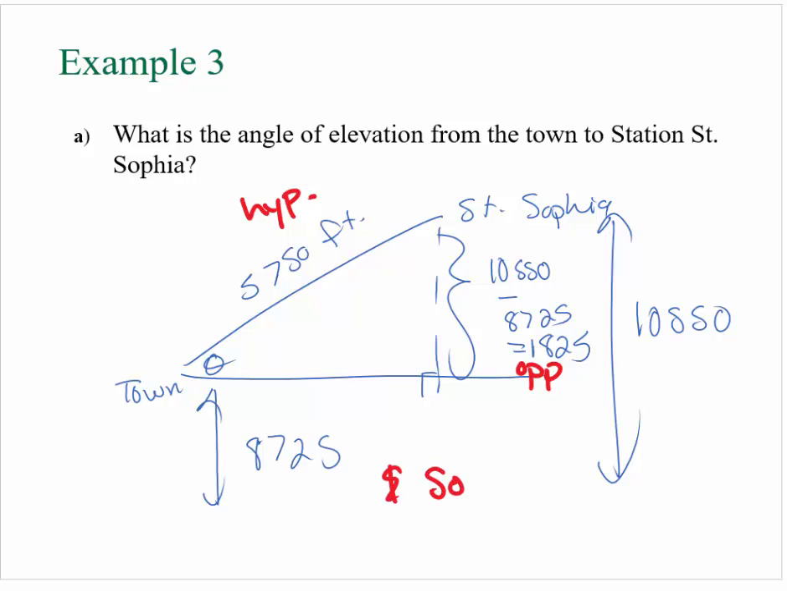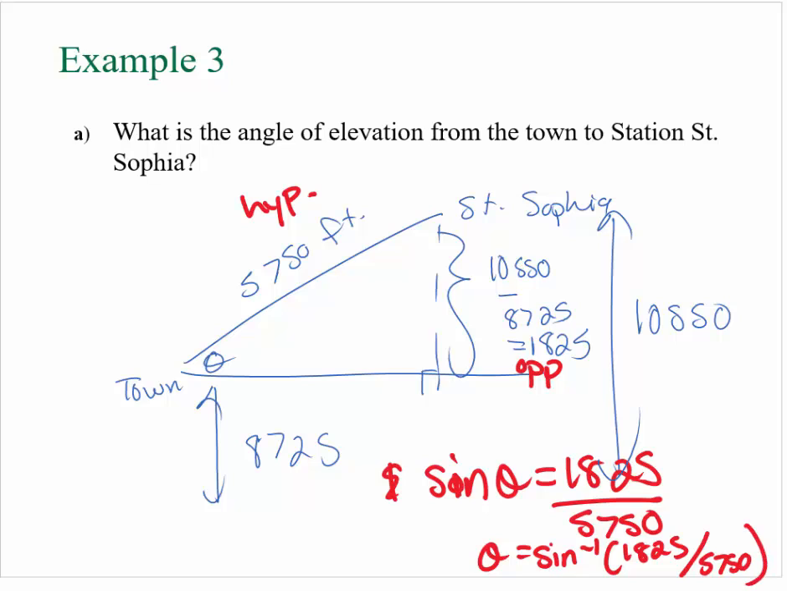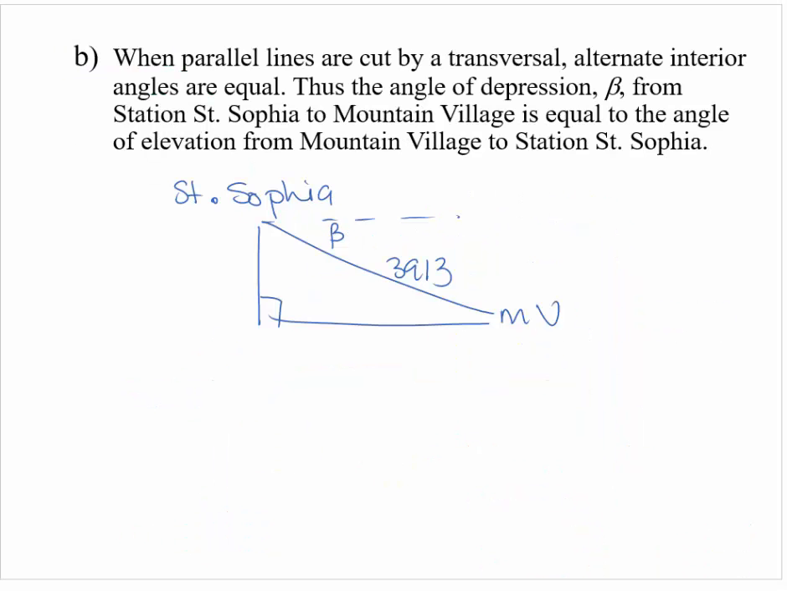So we can find, let's see, sine theta is equal to 1825 over 5750. So I'm going to take the inverse sine of that. And when I put that into my calculator, remember you hit second sine, we get 18.5 degrees. So this is 18.5 degrees.